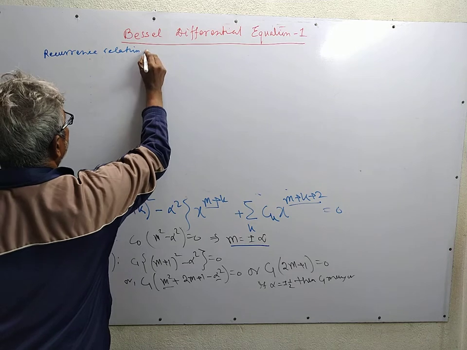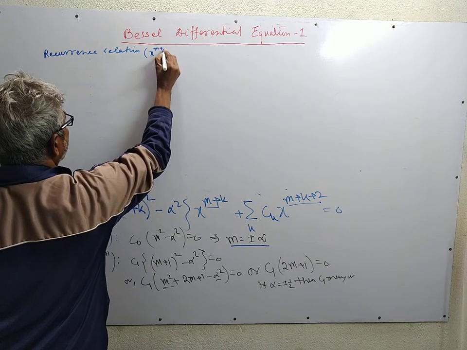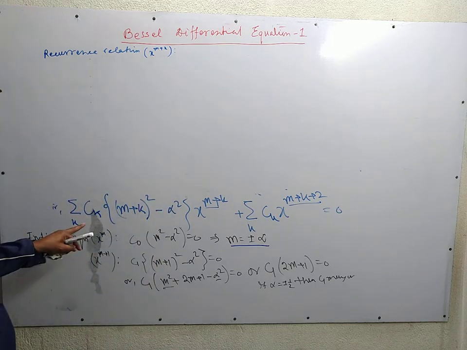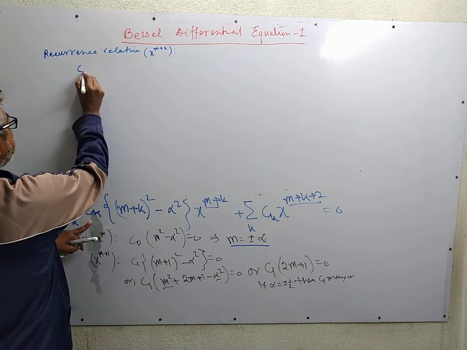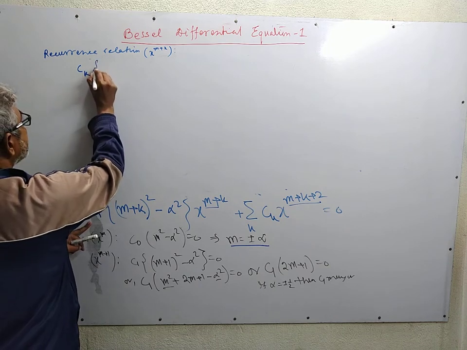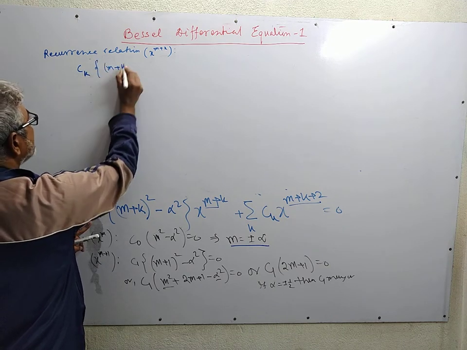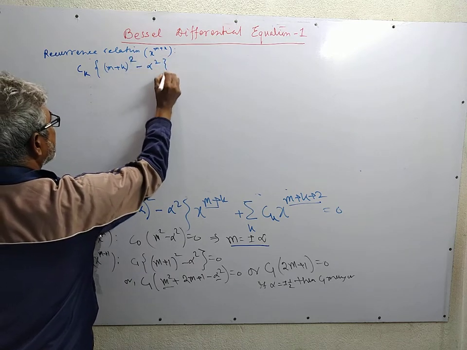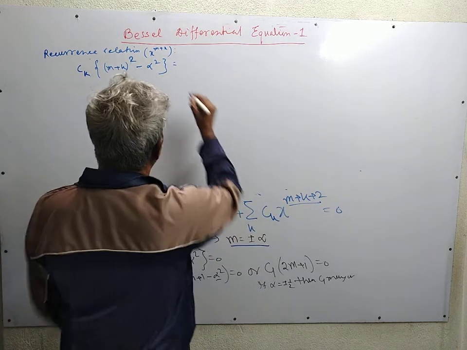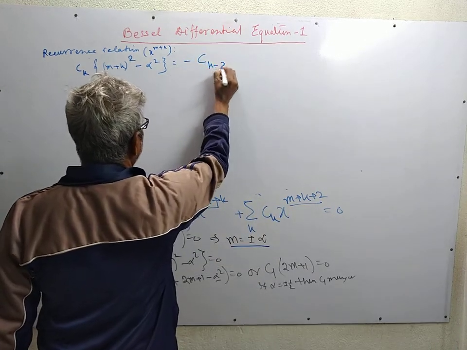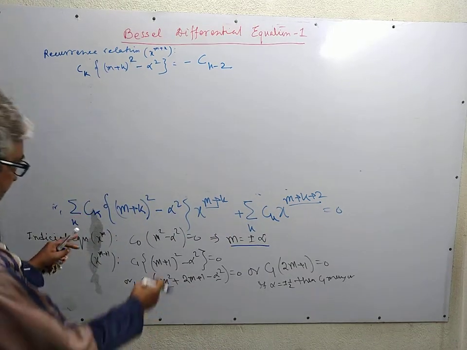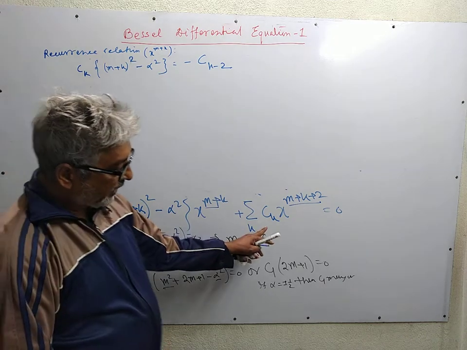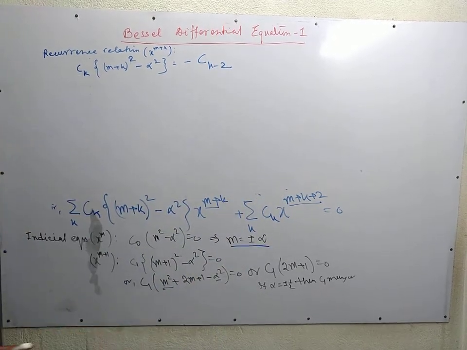We consider the coefficient of x to the power m plus k. So x to the power m plus k is from this part: c_k times (m plus k) whole square minus alpha square, and if we take this on the other side, this is c of k minus 2. Because this term contributes to x to the power m plus k for k equal to k, and this term when k is replaced by k minus 2.